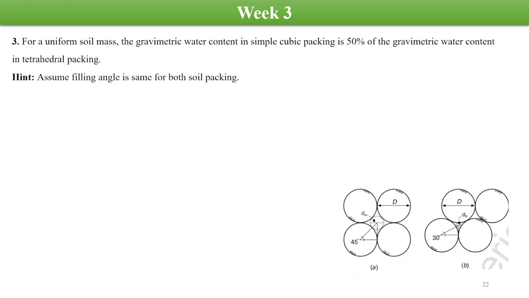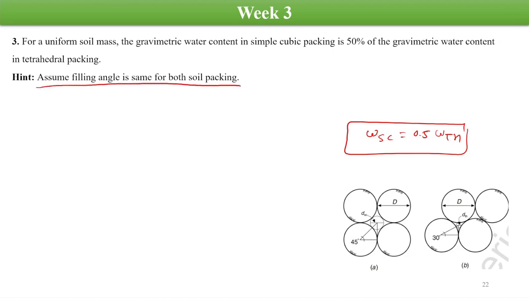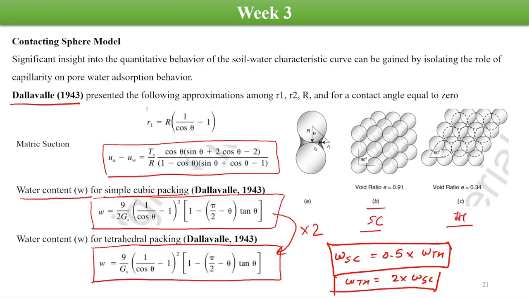Now, the third question says, for a uniform soil mass, the gravimetric water content in simple cubical packing is 50% of the gravimetric water content in tetrahedral packing. So this is correct, as we have seen earlier. Gravimetric water content in simple cubical is 0.5 times gravimetric water content in tetrahedral. This assumes that the filling angle is the same for both soil packings. So that's going to be a true statement, right? I hope you are getting this one.